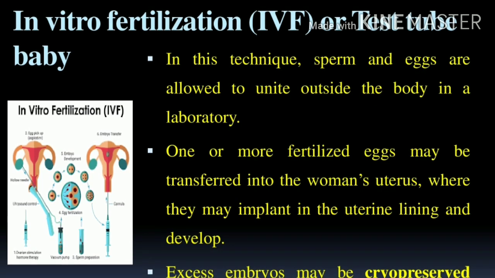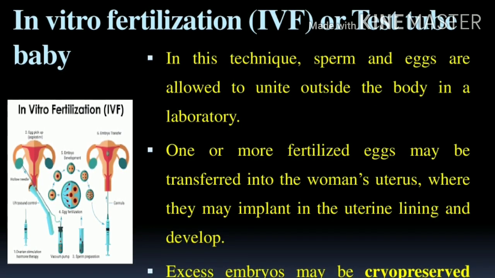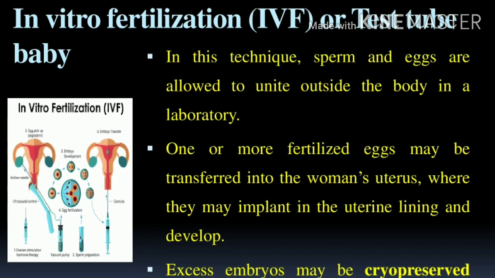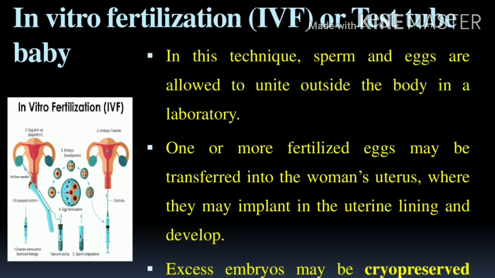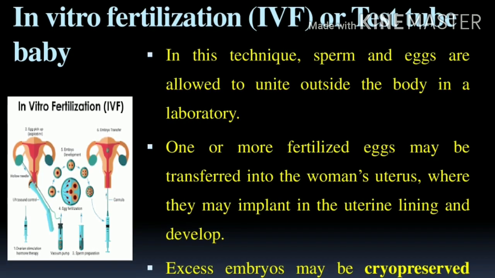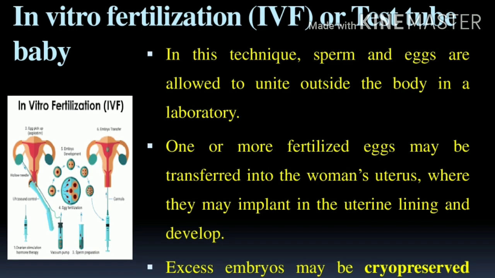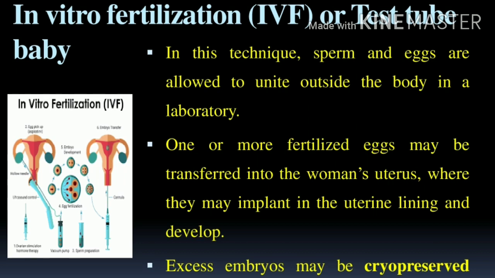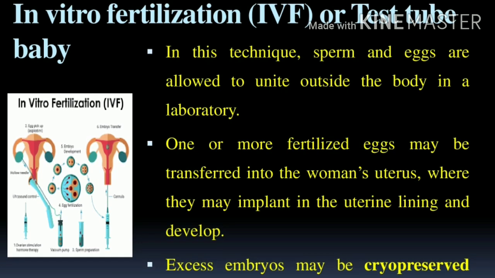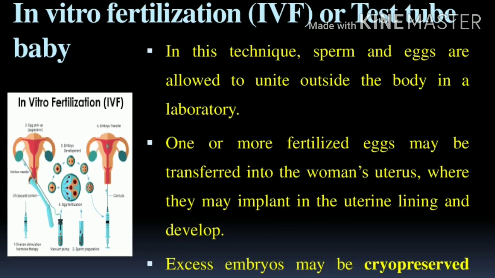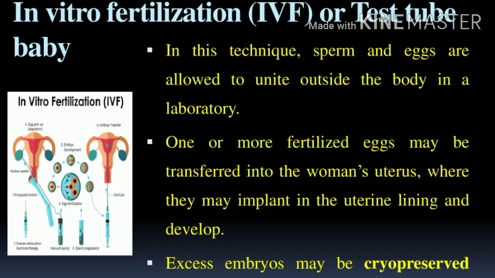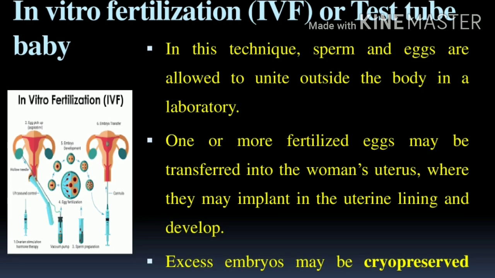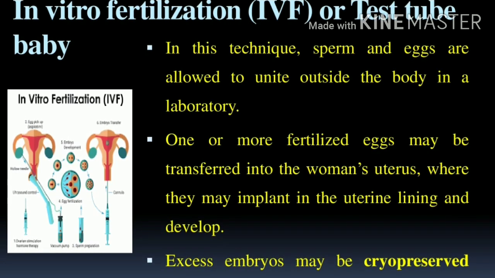That is in vitro fertilization, otherwise called a test tube baby. What is the meaning of in vitro? In vitro is nothing but a laboratory condition. In vivo means our biological body. In vitro means laboratory conditions. So now we perform the fertilization in the laboratory. What is fertilization? That is the union of sperm and egg. Now the sperm and eggs are allowed to unite outside the body, that is in laboratory conditions.